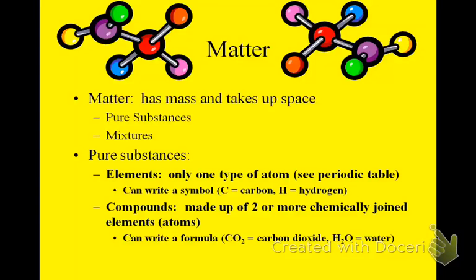Pure substances are either elements or compounds. Elements, you need to know the definition of. There's only one type of atom. You can use the periodic table and write a symbol for it, like carbon or hydrogen. Compounds are made up of two or more chemically joined atoms. So it's not two things just sitting side by side, they're chemically joined together. And you can write a chemical formula for that, like carbon dioxide or water. So both elements and compounds need to be defined for your objectives.